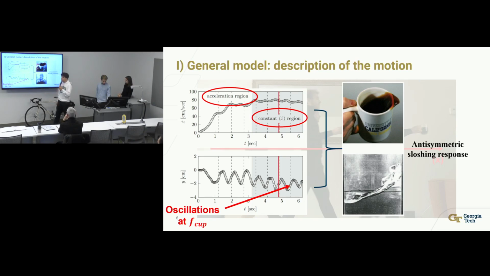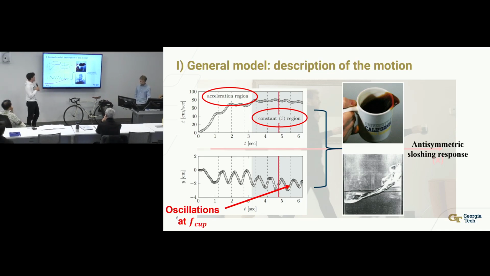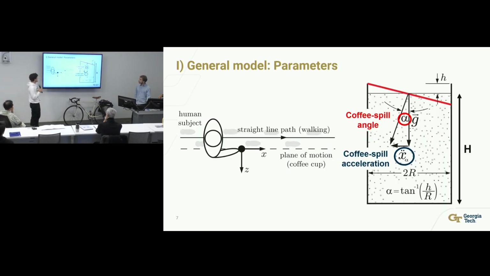The second plot shows that during the motion, the cup of coffee oscillates along the y-axis during the acceleration region and also the constant velocity one. The combination of those two parameters leads to an anti-symmetric sloshing response, which will let your coffee flow out of your cup. So the human subject starts from rest and starts to walk.